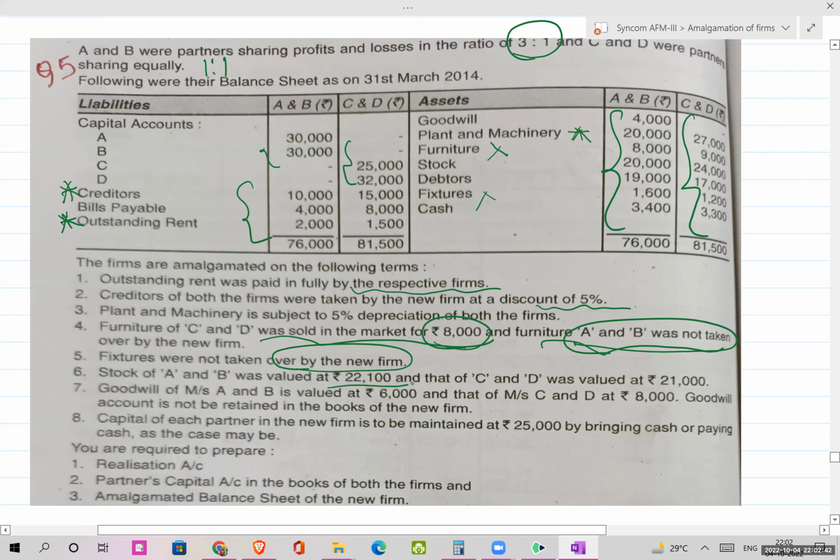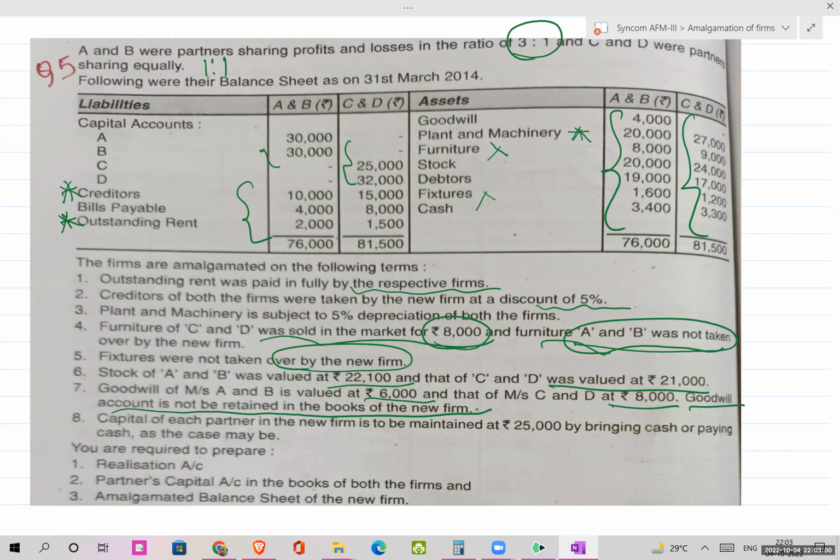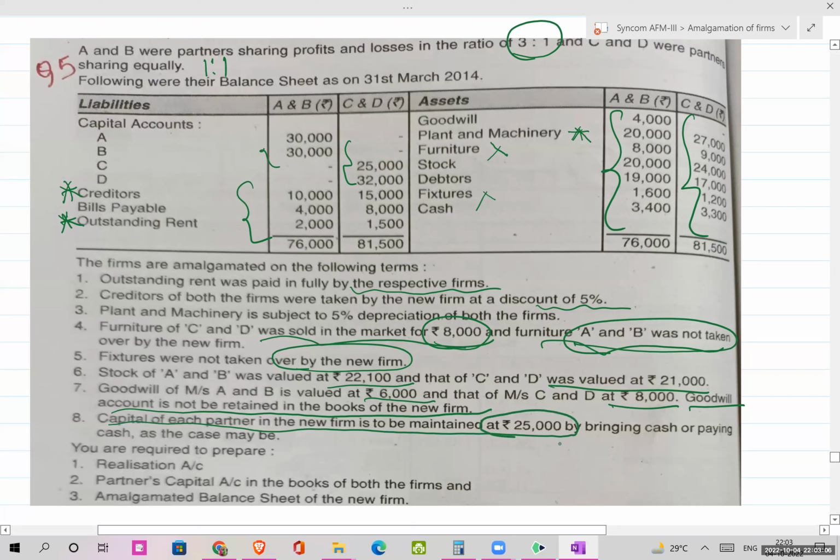Stock of A and B was valued at this, so the revised value is given, and C and D is this. Goodwill of the firm is 6,000 and 8,000 respectively, and it is said that goodwill is not to be retained in the books of the new firm. That means goodwill should not be seen in the balance sheet of the new firm. Capital of each partner in the new firm is to be maintained at rupees 25,000 by bringing in cash or paying cash as the case may be.